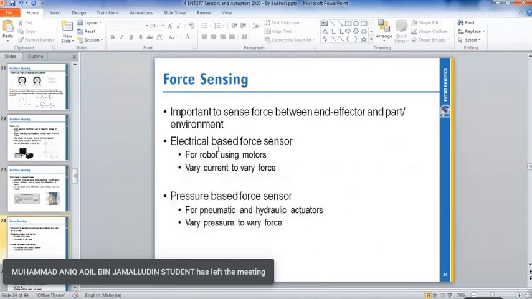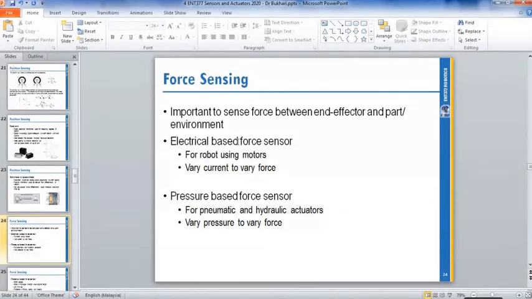Okay, force sensor. Normally a force sensor is attached to the leg of the robot or put at the finger of the robot. An electrical-based force sensor for the foot of a robot uses a motor: vary current to vary force.